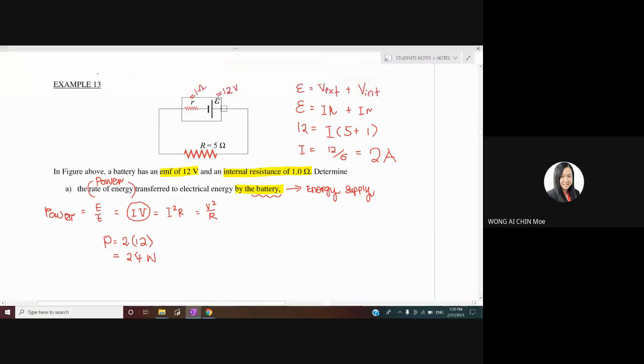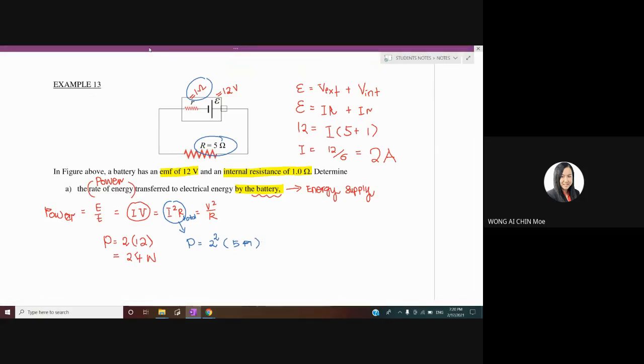Okay, if you want to use I squared R, you also can. But make sure R must be the total resistance, because the power supply is for internal and also external. So you must take the total resistance, including internal and external. Your I is 2, squared, and your R is 1 ohm plus 5 ohm, internal and external, added together.